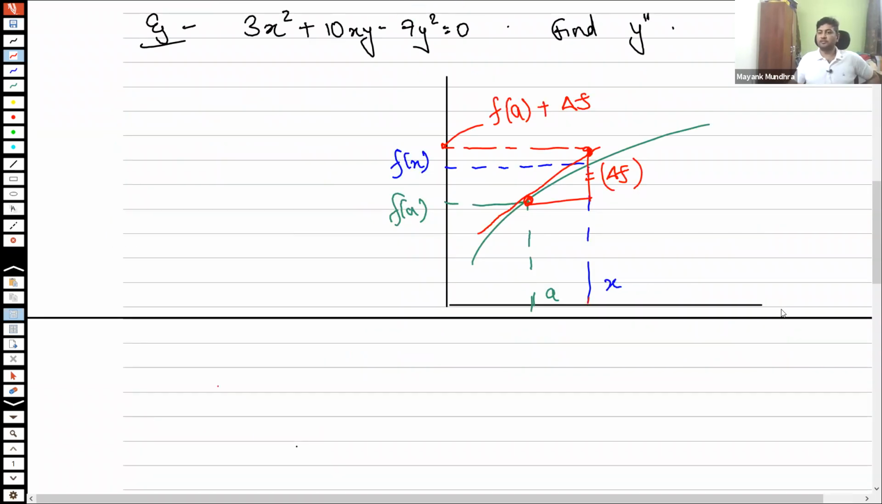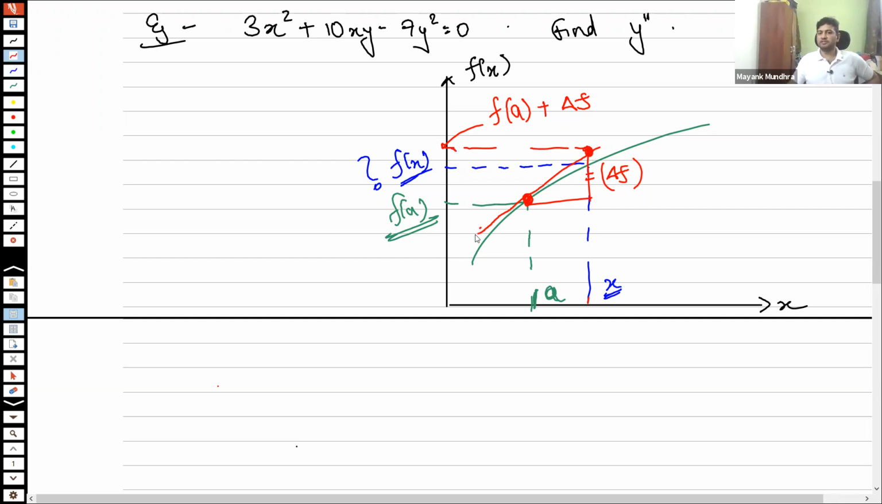So let's consider this graph of f of x as this green curve. Okay, so assume that the green curve is f of x. You know its value at a. At a, you know its value is f of a. At x, you do not know what this f of x is. But using derivatives and slope, I can find this value.